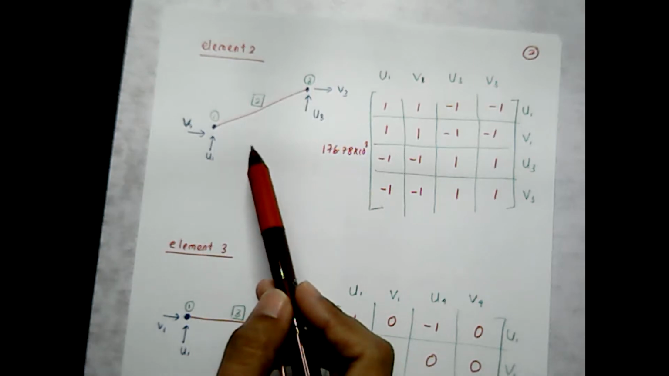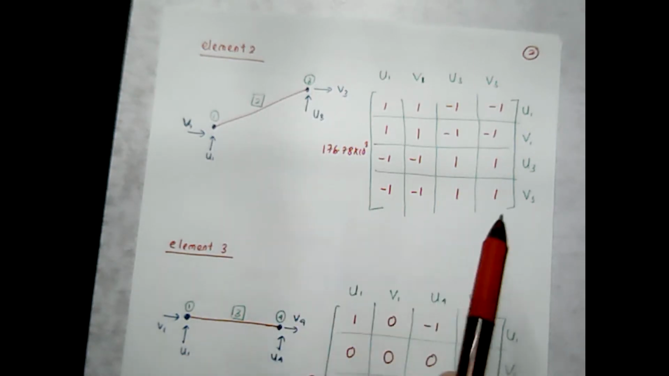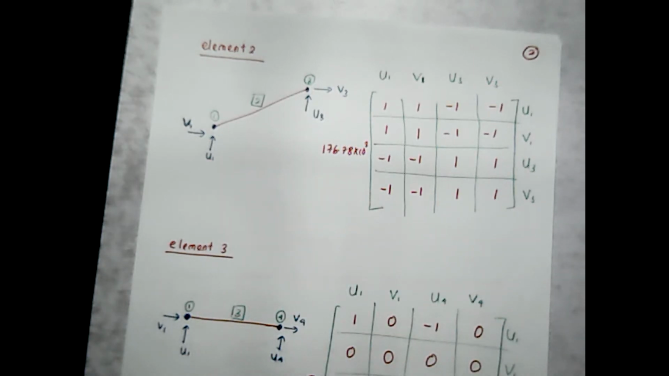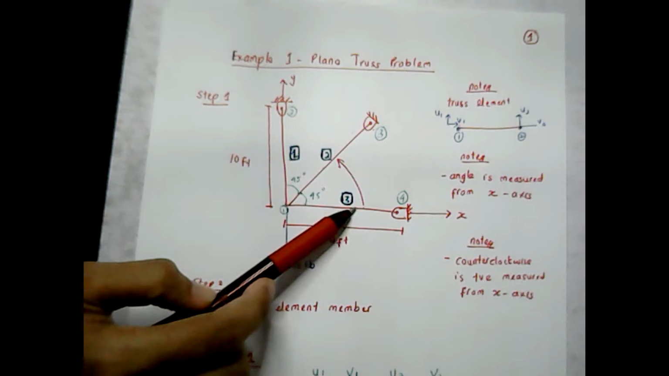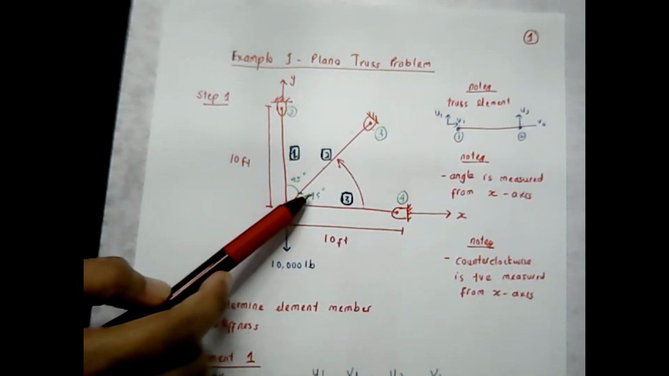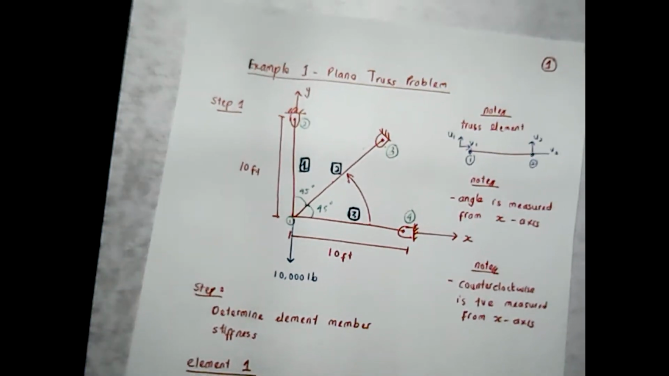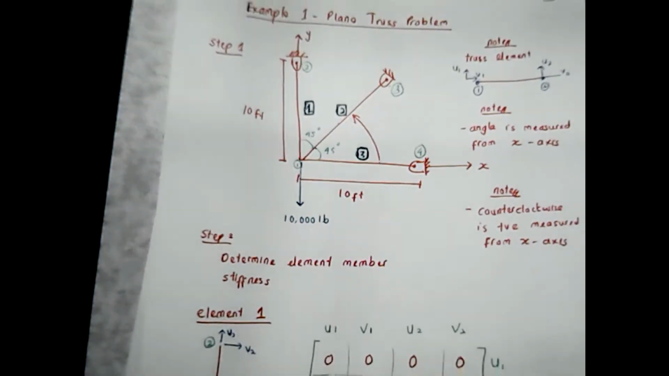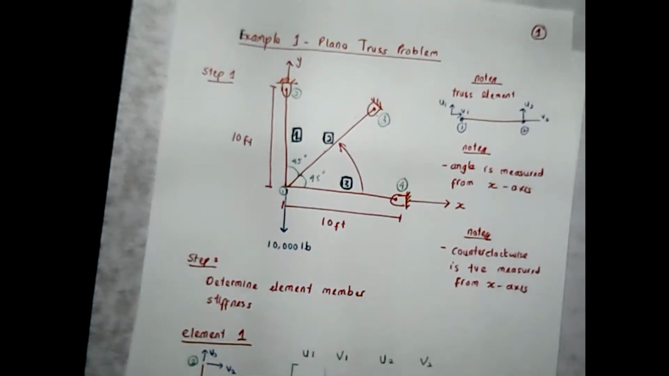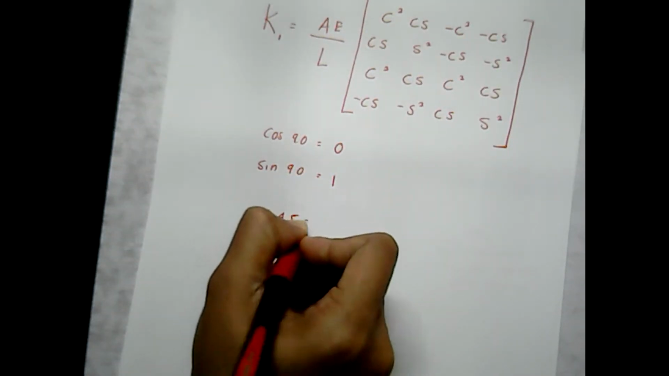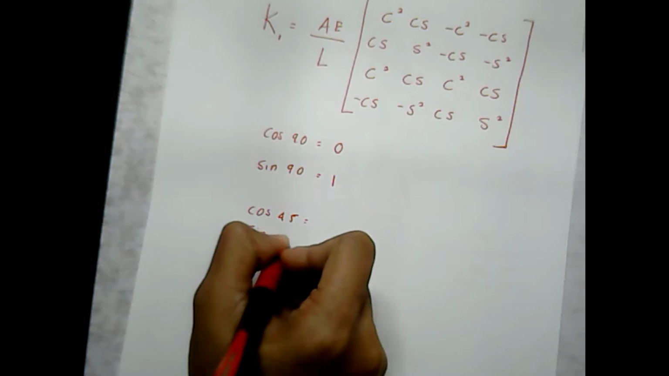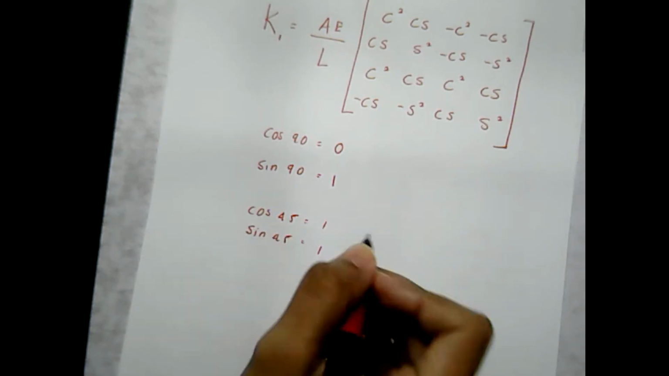Okay, now let's look at element 2. Element 2 is located 45 degrees from the x-axis. This is member 2, 45 degrees from the x-axis. Because it is 45 degrees, you have cos 45 and sine 45.